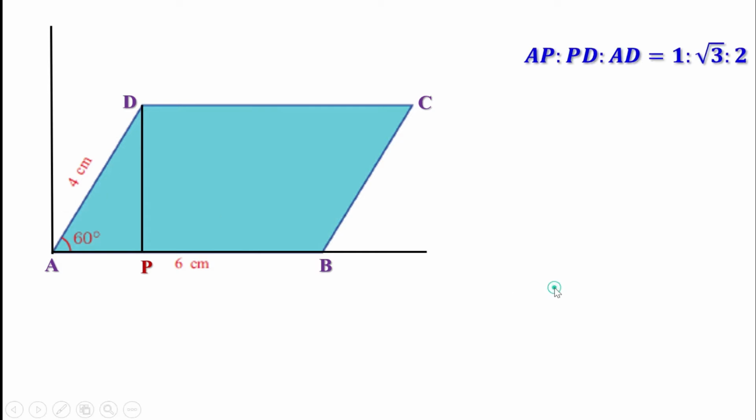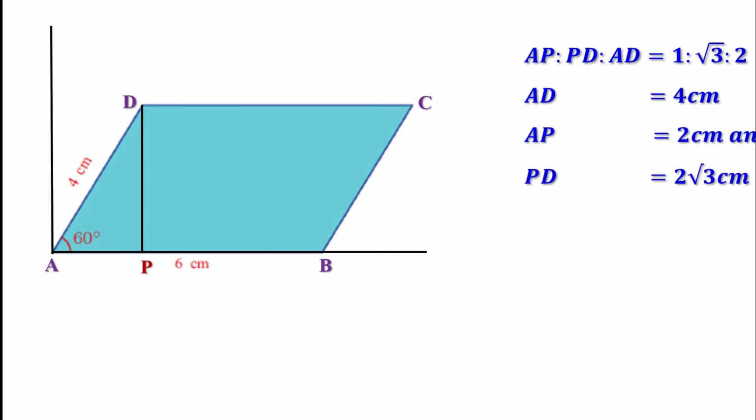But given that AD is 4 centimeters, that is, this is doubled to get AD. So, when we double these two, we get AP and PD. That is, AP is 2 centimeters and PD is 2 root 3 centimeters. Since this distance is 2 centimeters and this is 0, this point P is 2. That means the x coordinate of D is 2.